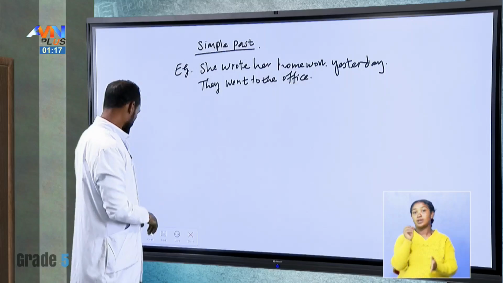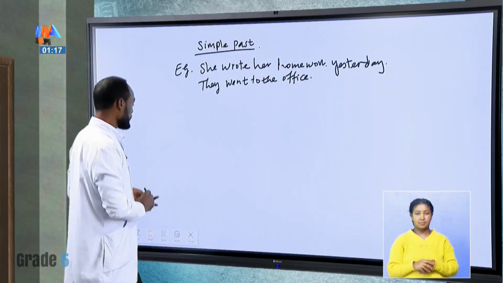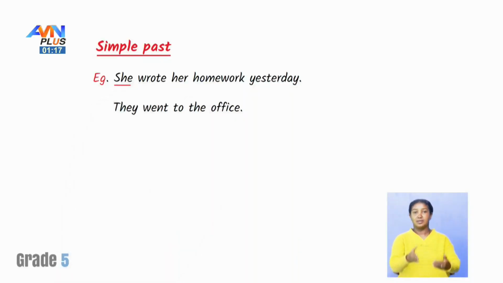Look, as an example. Here is the subject, here is verb 2. They, here is the subject, here is verb 2.